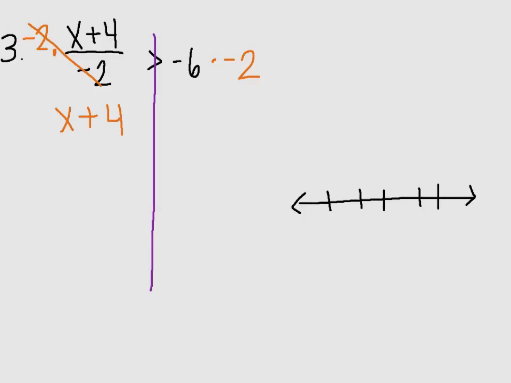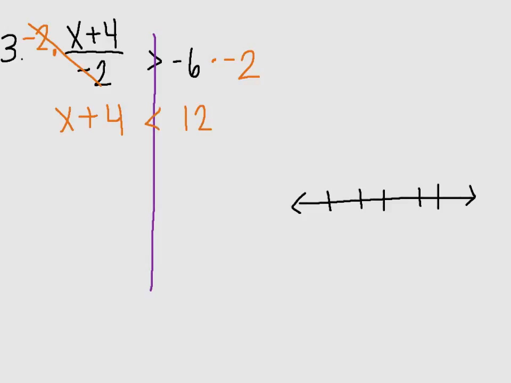Negative 2 times negative 6 is going to be a positive 12. I ask myself, did I multiply or divide by a negative number? Yes, I multiplied by negative 2, so my sign will change to a less than.